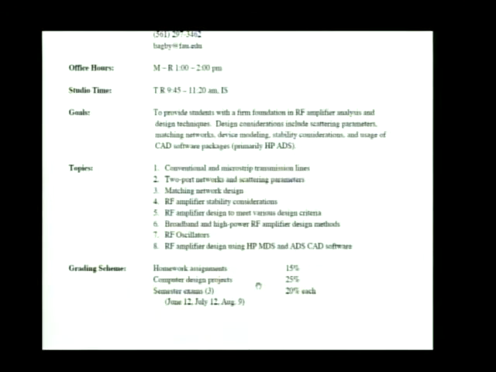Computer projects, that's worth a lot. That's 25%. There will be probably 5 or 6 computer assignments that I'll be giving during the semester. And I'll total them all up together and give that a weight of 25%. So the computer assignments are worth quite a bit in this class.